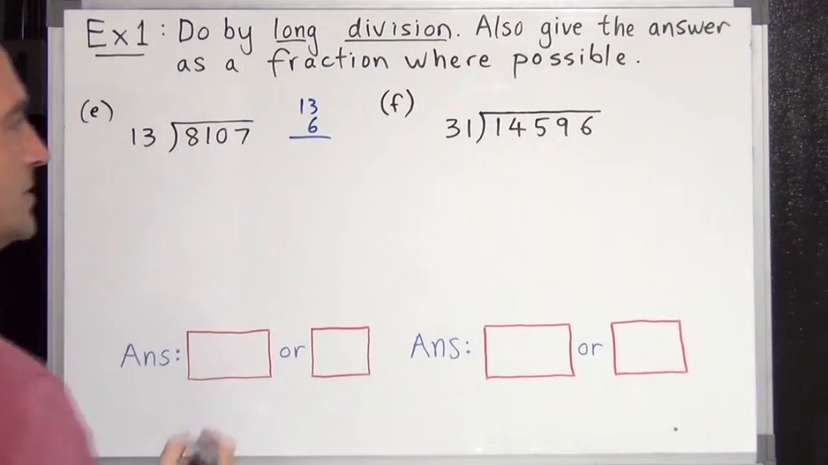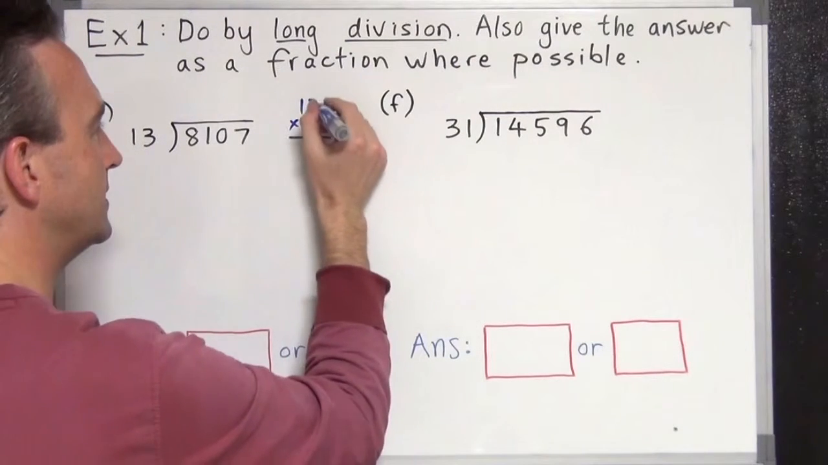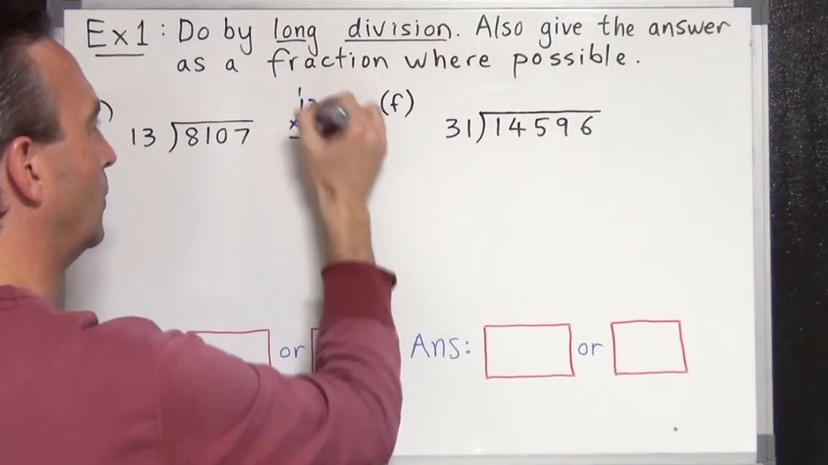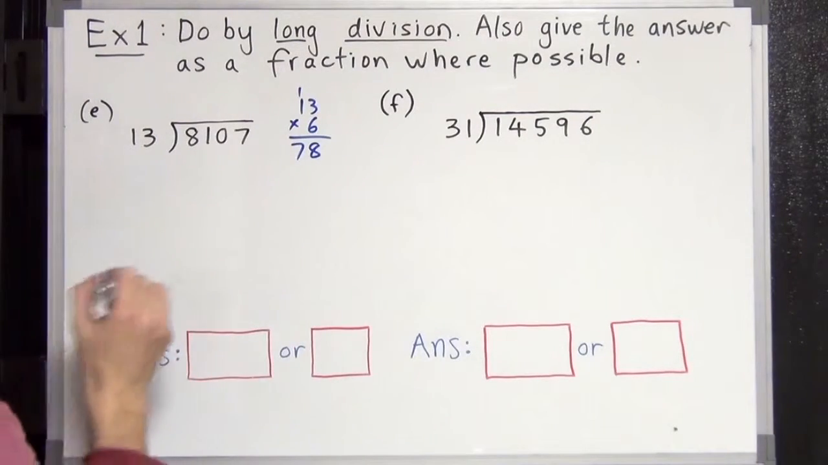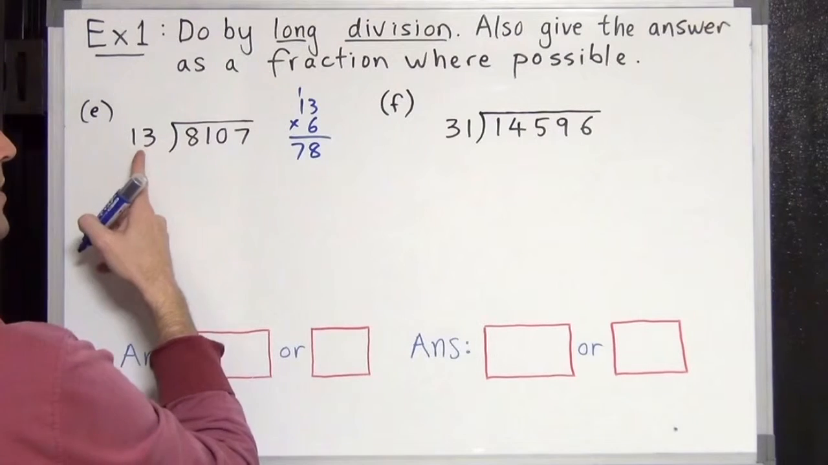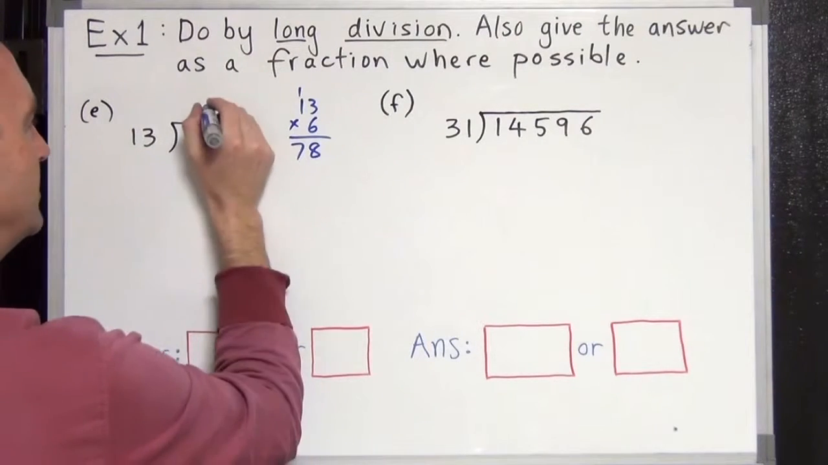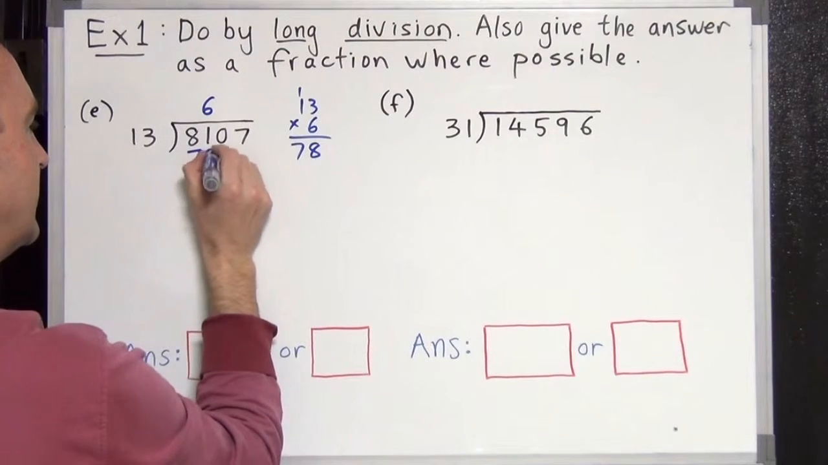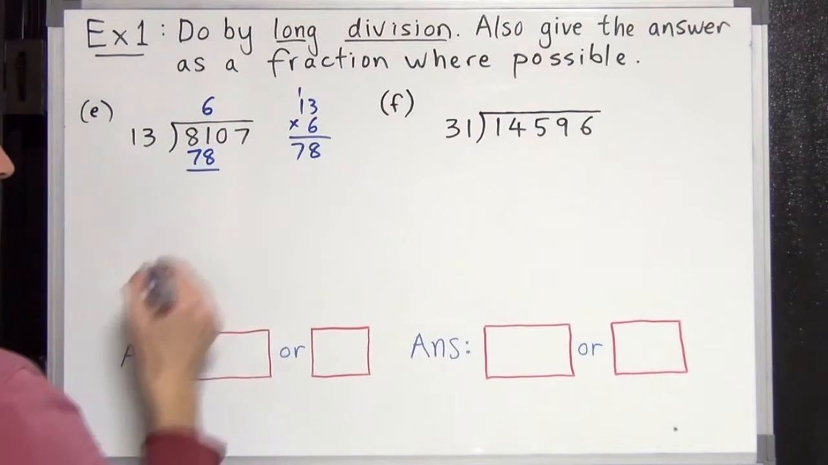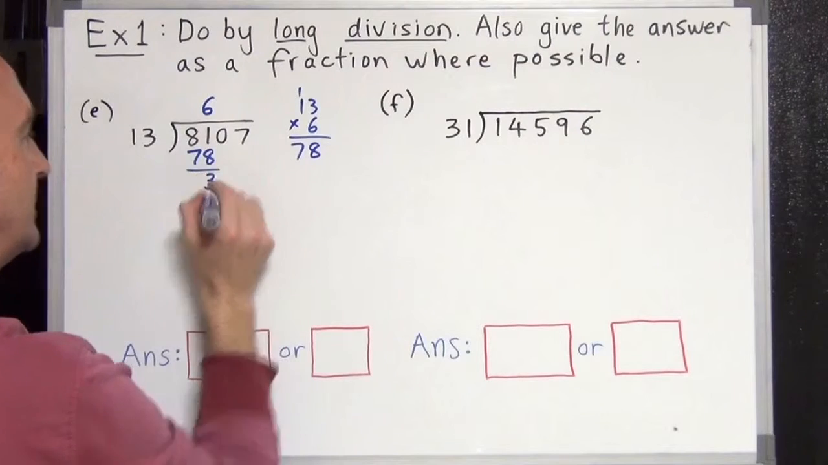Getting harder now, might have to do some work on the side here. 6 3s are 18, carry the 1, 6 1s are 6 plus 1 is 7. 78, that looks pretty good. So 13 into 81 goes 6 times. 6 times 13 is 78. Subtracting here, 81 minus 78 is 3.